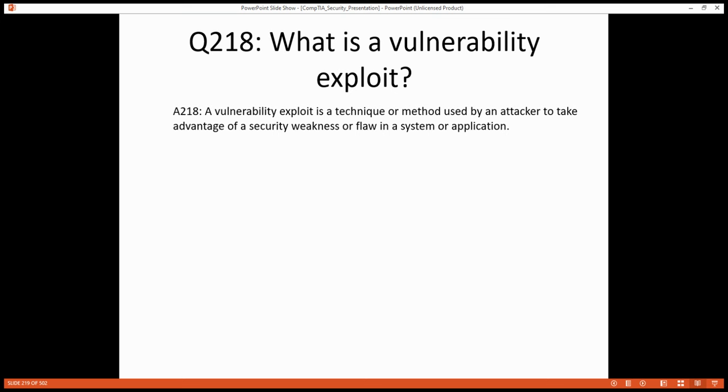Q218. What is a vulnerability exploit? A218. A vulnerability exploit is a technique or method used by an attacker to take advantage of a security weakness or flaw in a system or application.